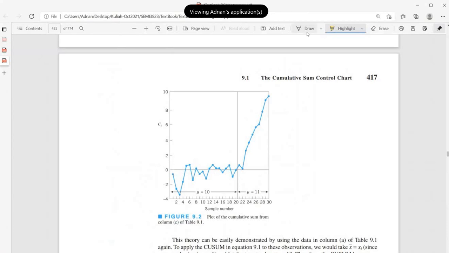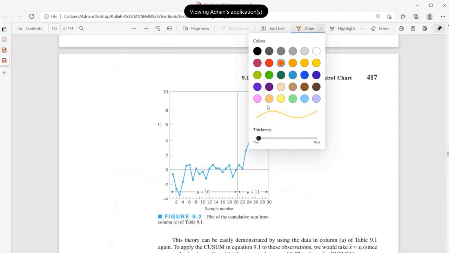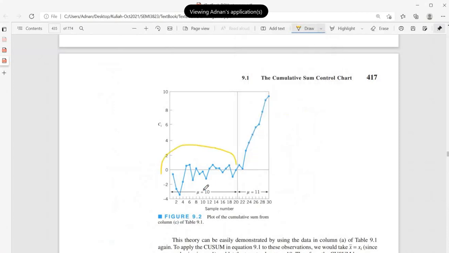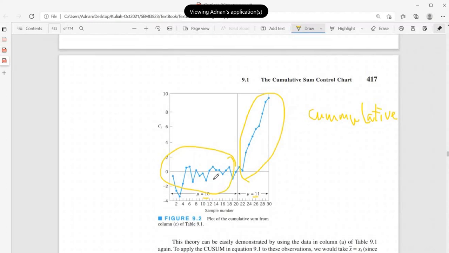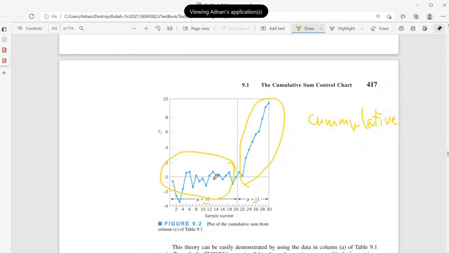If you see here, in this part the mean is 10, but in this part the mean is 11. We see that it is drastically increasing. Why? Because we have cumulative sum. So what is cumulative? Cumulative of deviation. So the Q-sum is more sensitive compared to the Shewhart chart, of the same data. The data is the same.